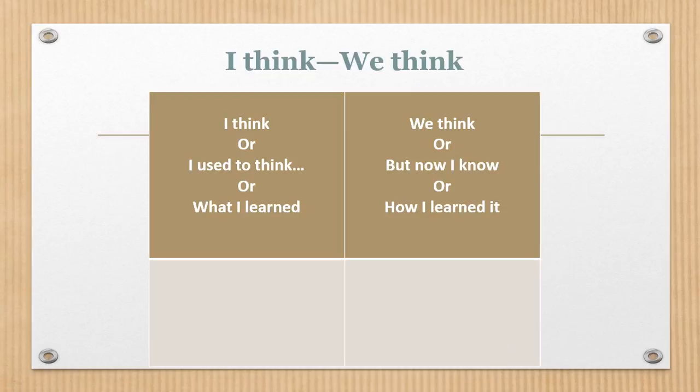I think, we think uses a 2-column sheet of paper, as you can see, to record their own individual ideas. The I think is before there's a group discussion, and then the we think is following a group discussion to see whether they've changed their thinking at all. Or you could say, I used to think, but now I know. And so looking again, prior to learning, what they now learn, or what I learned, and you could also have them discuss how they learned it.